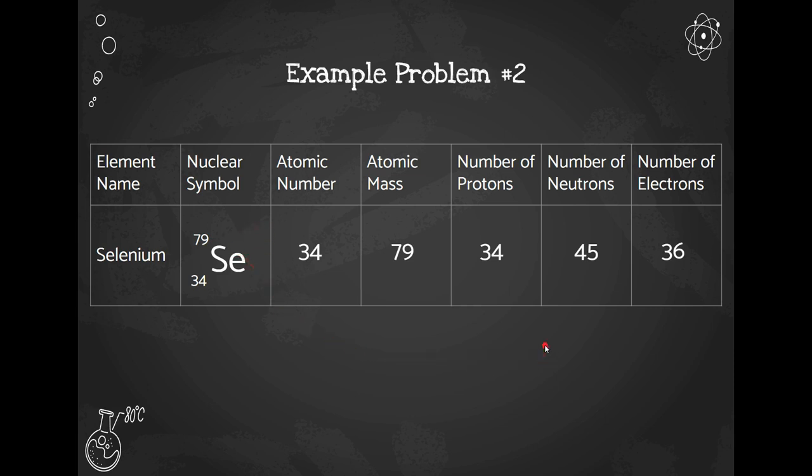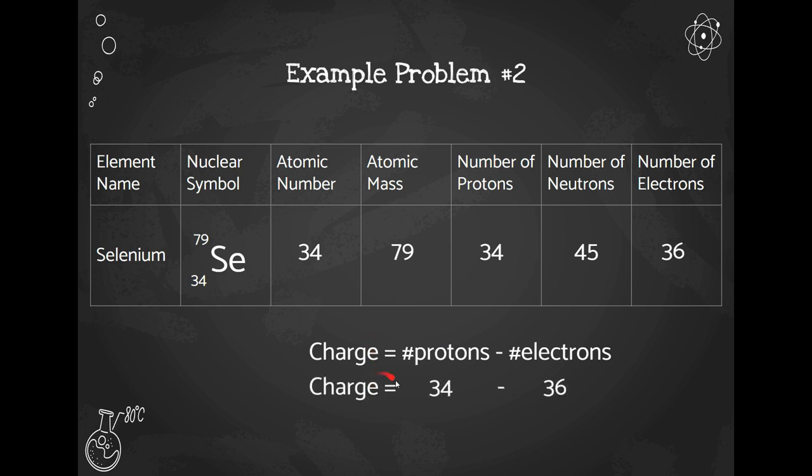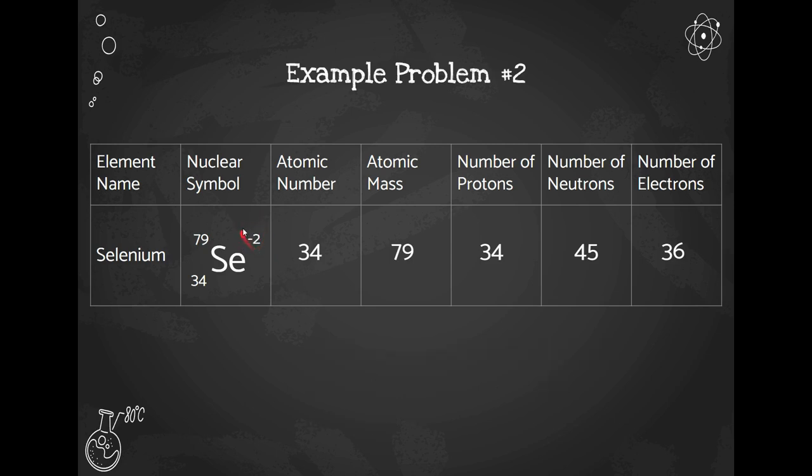I'm going to talk this out logically first. I can see, comparing my number of protons and number of electrons, that I have 2 more electrons than I do protons. Since electrons are negative, I would expect this to have a charge of negative 2, because there's 2 more negative electrons. But let's use the equation. Charge equals protons minus electrons. Charge equals 34 protons minus 36 electrons. And so our overall charge is indeed -2. And I'll put that here in my nuclear symbol.